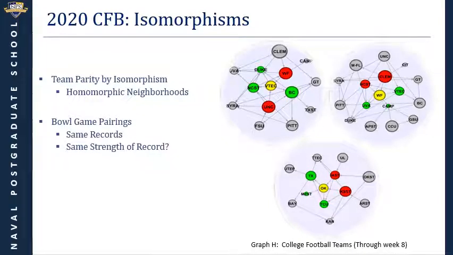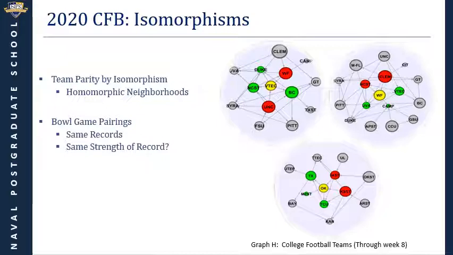These three teams all have the same 3-2 win-loss record and have very similar neighborhoods. But if we're interested in finding teams with parity in their strength of schedule, we can look to see if any of these induced subgraphs are isomorphic.